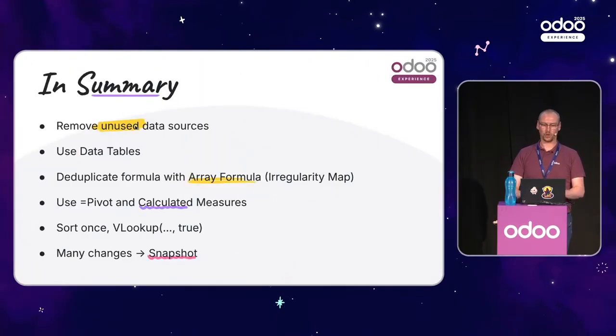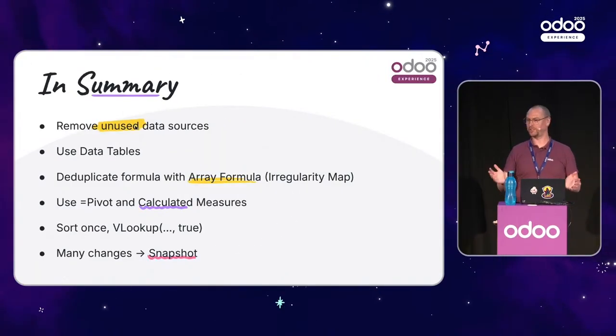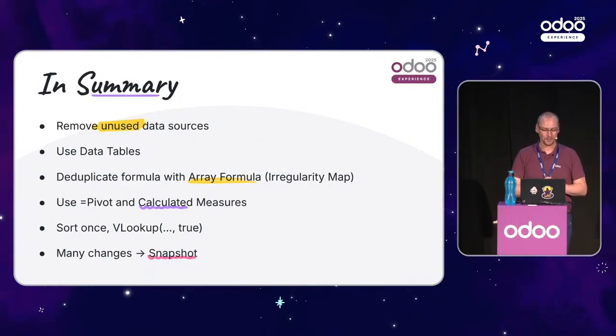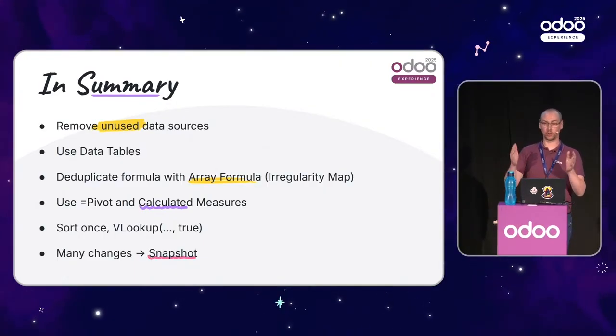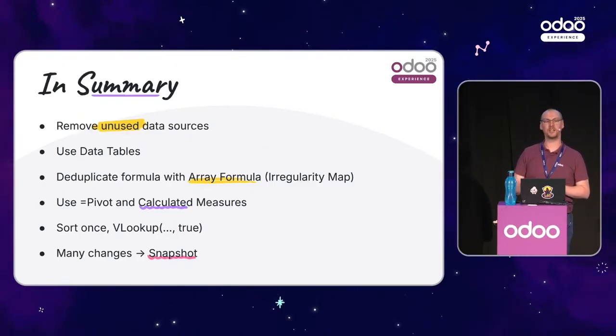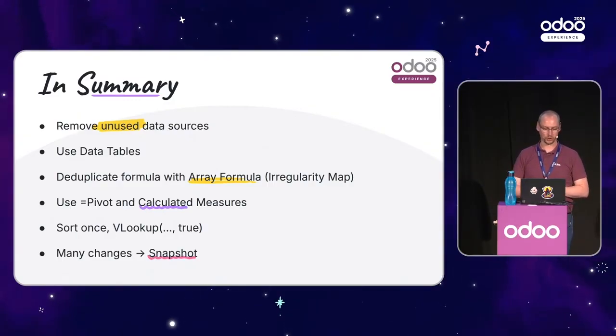All right, so a little summary, very short. Remove unused data sources, which is pretty obvious. You don't need them. Use the data tables to format. You can use array formulas in order to deduplicate your formulas, and you can find them using the irregularity map. It's also going to show you your mistakes. We make mistakes all the time in formulas, so it's very useful.